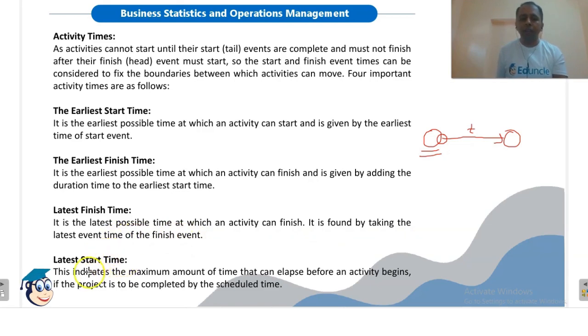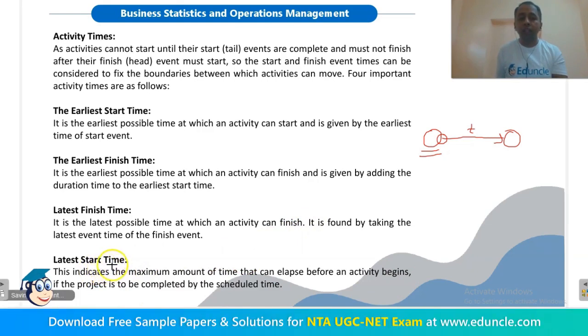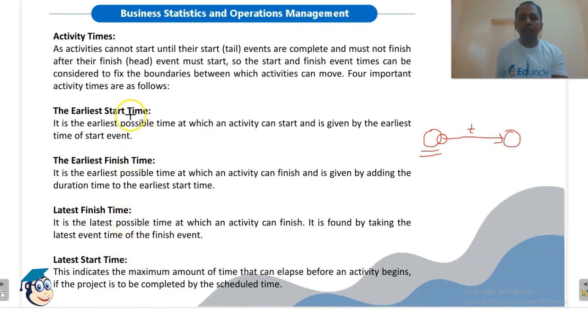The latest start time, late to late when we can start an activity. This indicates the maximum amount of time that can elapse before an activity begins if the project is to be completed by the scheduled time. So in case of a critical activity, the latest start time will be the same as the earliest start time, because we cannot delay these activities. So the earliest start time and latest start time are the same in the case of critical activities.